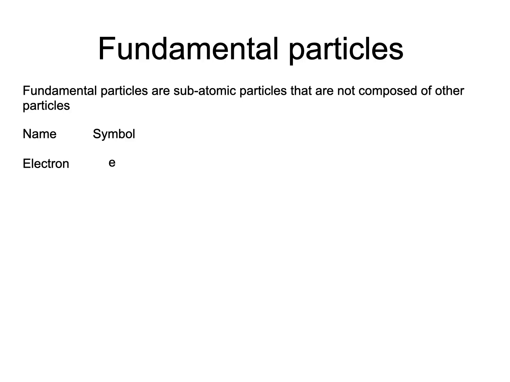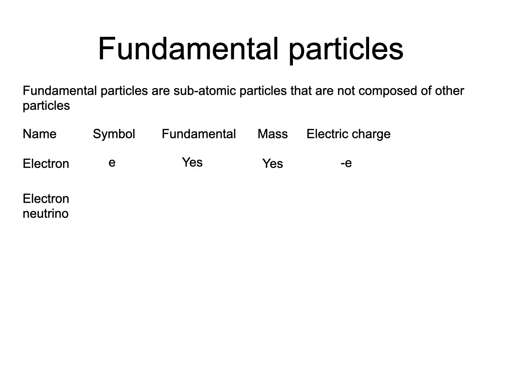The electron is a fundamental particle. It cannot be divided. It has a particular mass when at rest, and its electric charge is the negative of the elementary charge. The next elementary particle is the electron neutrino, which was predicted by Wolfgang Pauli to explain the discrepancy in the conservation of some physical quantities. Its symbol is nu with a subscript e. It is a fundamental particle with a mass but no charge.